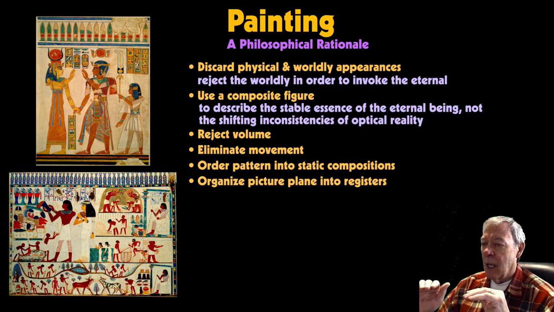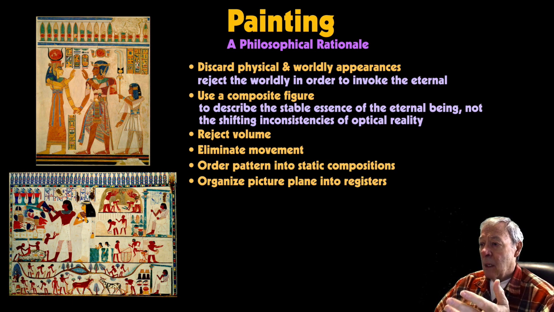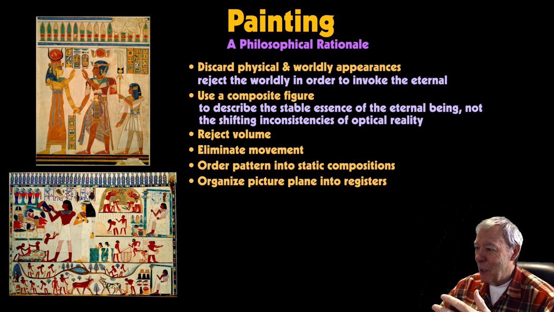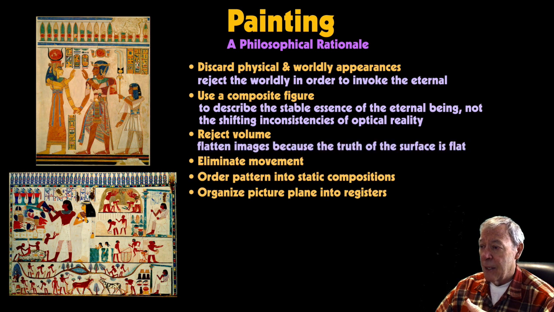Instead, they're focusing on the stable essence of the eternal world. Now, in terms of rejecting volume, that's simple. They reject volume, well, partly because that's a part of the physical world, but also they don't even attempt to make three-dimensional images, partly because the surface that they're working on is flat. So the question is, why create an illusion that the image that's on that surface is three-dimensional, when the truth of the surface itself is that it's flat?